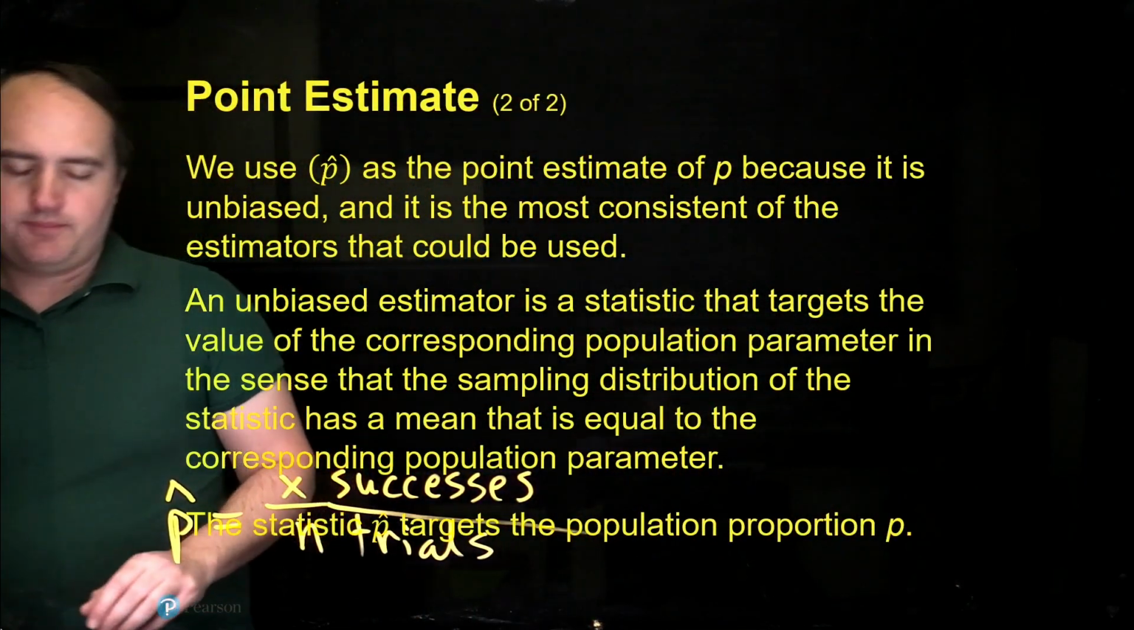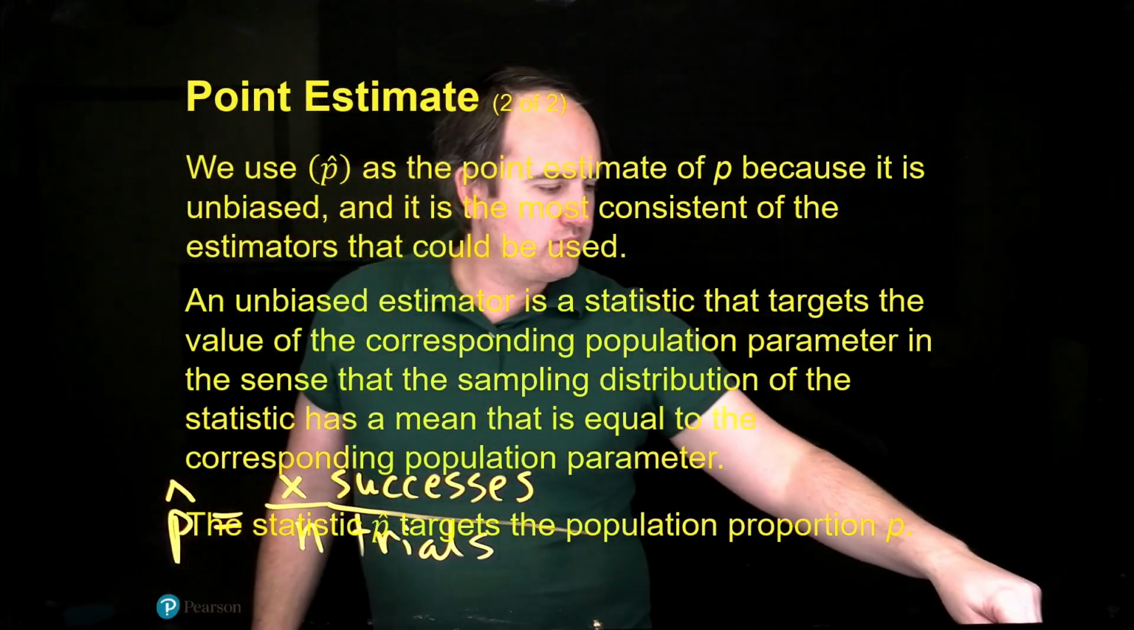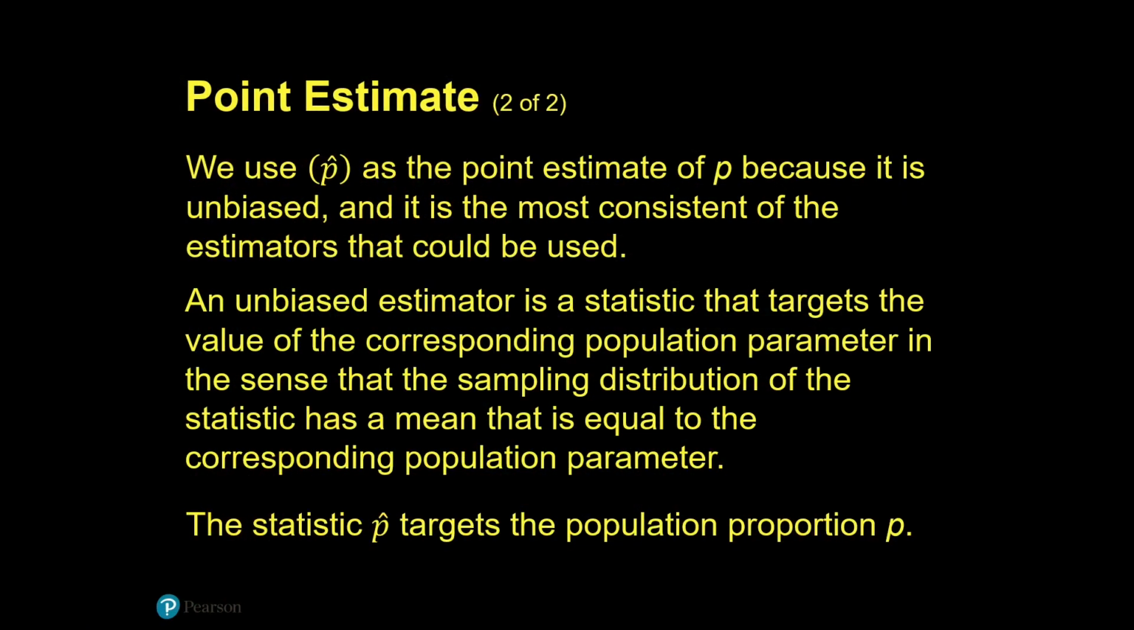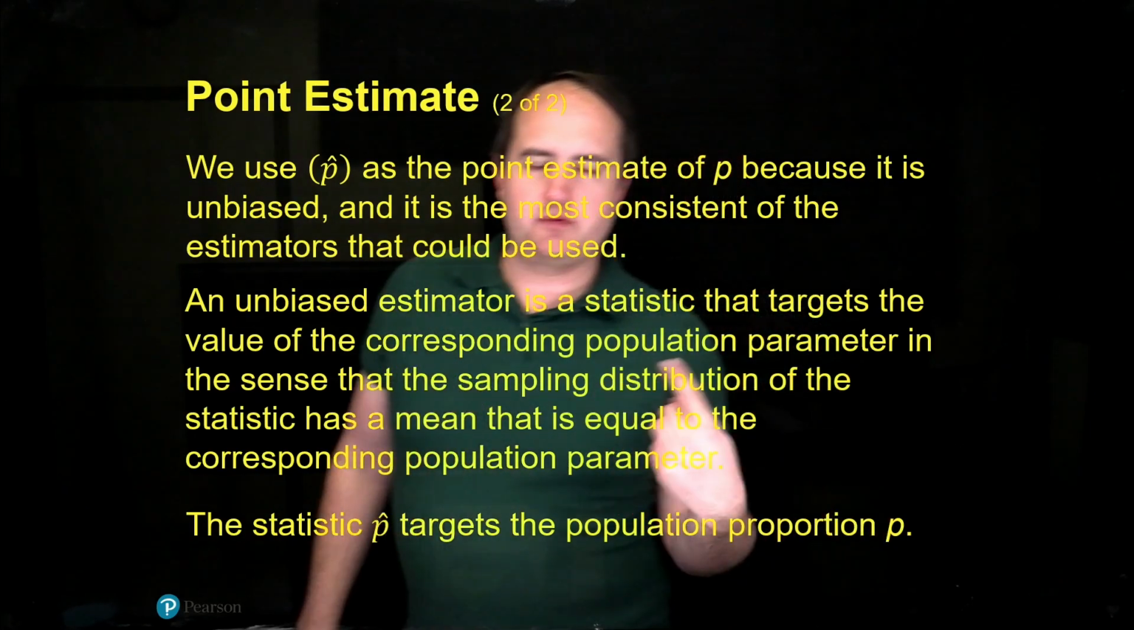So why do we use P hat as the point estimate? We use P hat as the point estimate of P because it is unbiased. And remember, bias is not something that we want to have in our statistical study. So unbiased is always a good thing. And it is also the most consistent of the estimators that could be used to estimate the population proportion P. And if you find all this a little bit abstract, we're going to be going into some examples right away. But let's just get through this first.